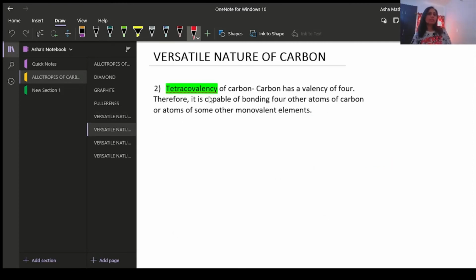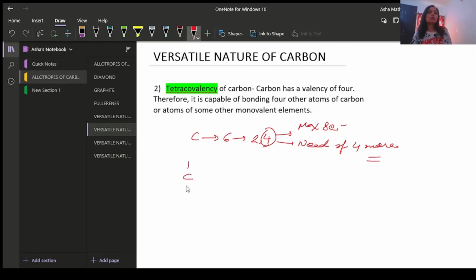Now, the second property is tetravalency. You all know that carbon's valency is 4. Its electronic configuration is 2, 4, so the second shell is halfway filled. Maximum it needs 8 electrons. Out of 8 it is already having 4, so it is in need of 4 more, and that is why its valency is 4. So carbon shows tetravalency. That is why carbon can form many bonds, many structures, and many compounds. So this is another property of carbon which is responsible for its versatile nature.